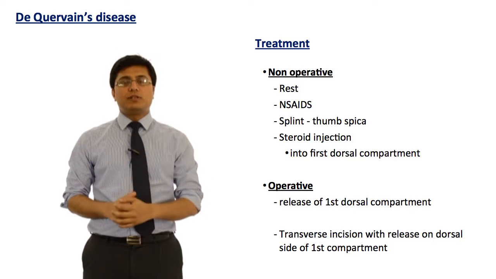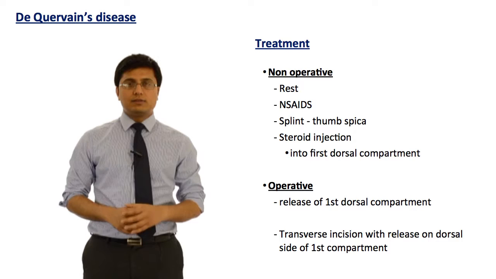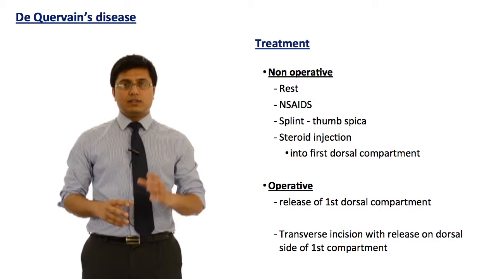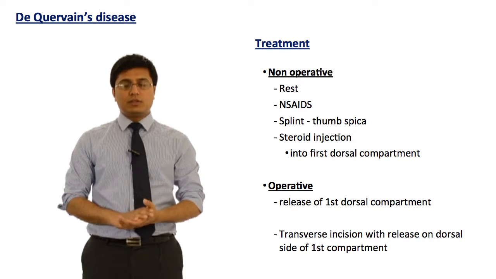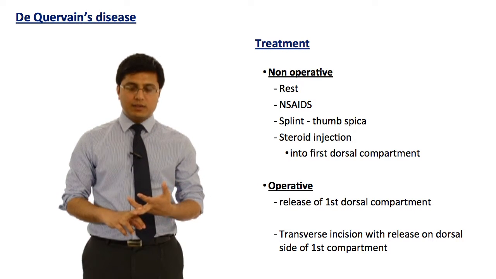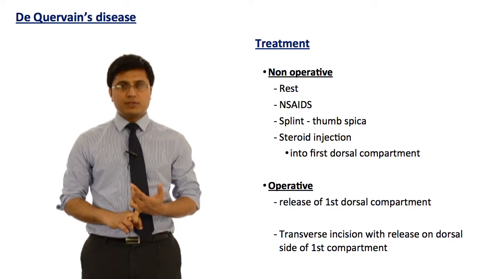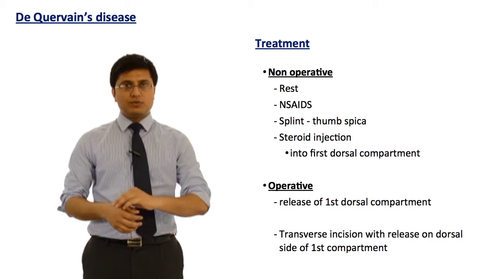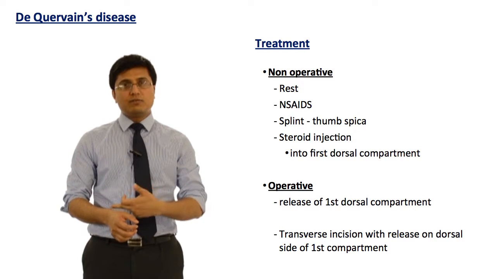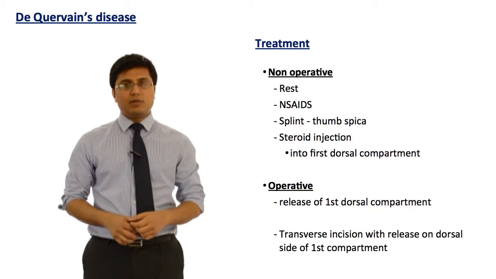So let's look into the treatment of De Quervain disease. In the majority of the cases, non-operative treatment is the mainstay treatment modality. The conservative measures involve rest, anti-inflammatory medication, physiotherapy, and ultrasound guided injection. Physiotherapy is just to stretch the tendons, and ultrasound guided injection will involve injecting steroid into the first extensor compartment.